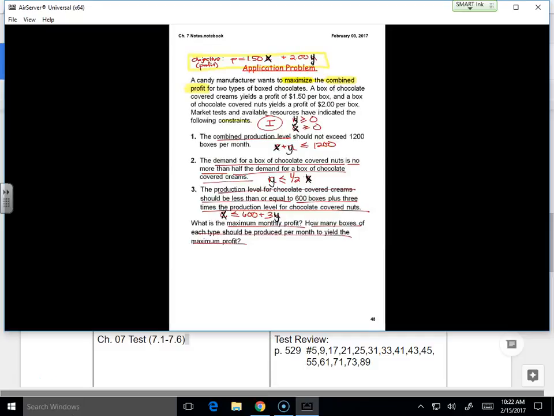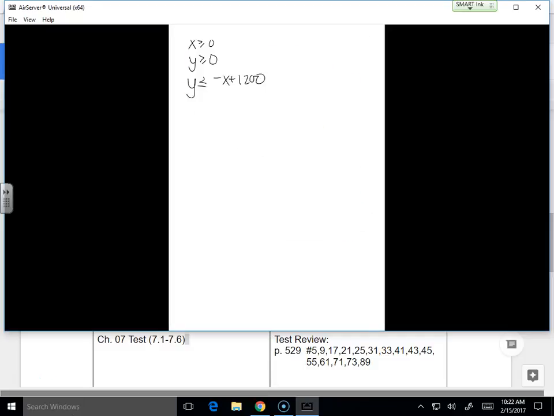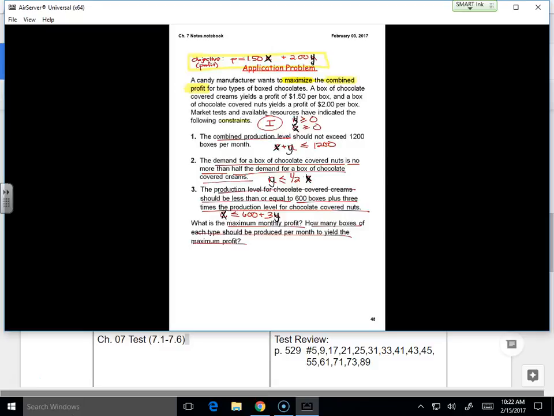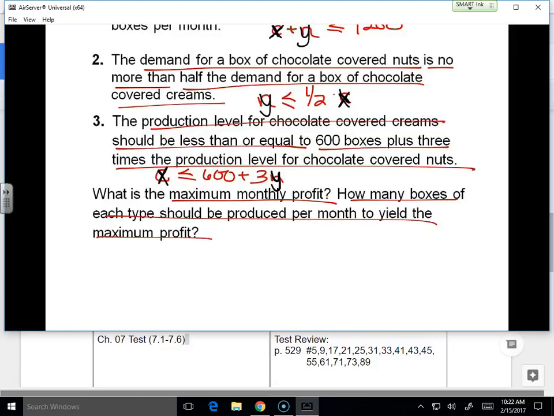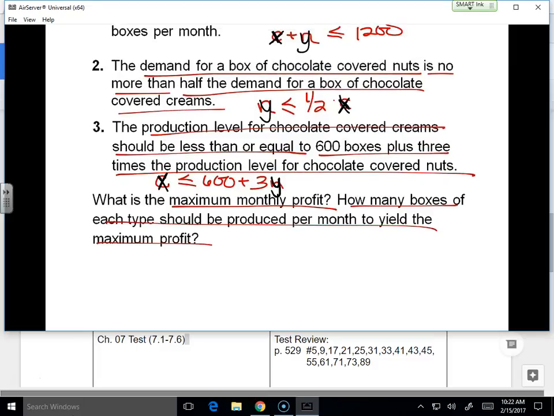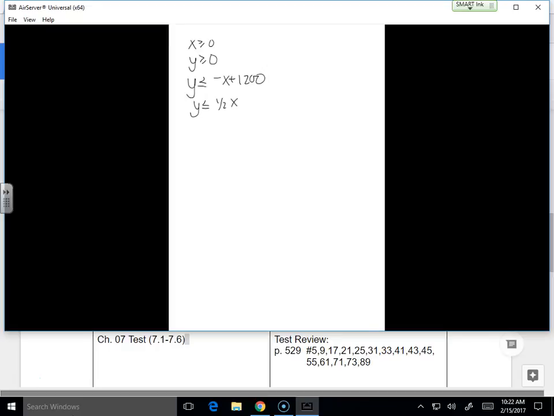What else do we have? Oh, y less than or equal to 1/2 x. We can do that. What else do we have? Solve for y: x minus 600 divided by 3. Is it greater than? Yeah. Is it 1/2 x, right?